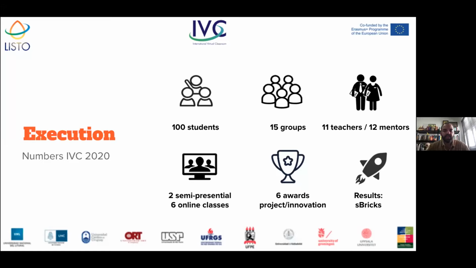And then the six online classes, as Florencia told you, we used a combined method of synchronous and asynchronous work. We had 16 hours of synchronous classes and 14 hours of asynchronous classes. As I told you before, this morning we had six awards regarding the best projects and best innovation, because we split the 15 groups in three different breakout rooms, where five groups presented their final pitches and we evaluated them. As a result and impact of the project, we had one student from the Federal University of Pernambuco, a participant from the S-BRICS group, a group that developed a brick produced from recycled plastic.